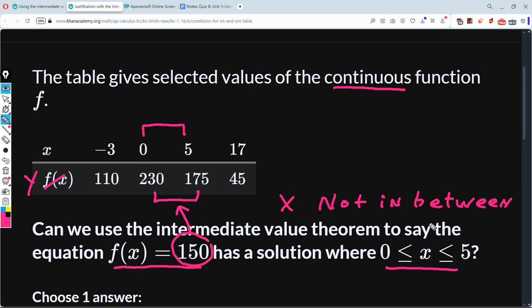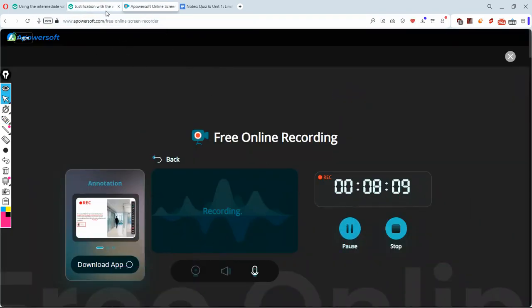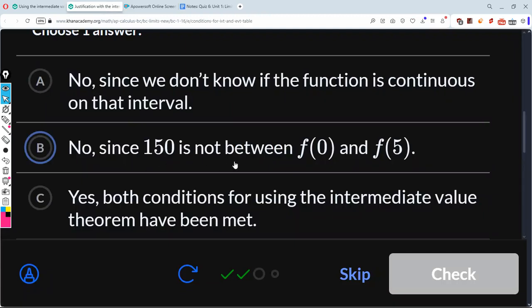That's the problem right there. Okay, the continuous part is good, but 150 is not in between these two numbers. So it's going to be a no. But choose the correct no, as you will see. All right, 150 is not between f of 0 and f of 5.